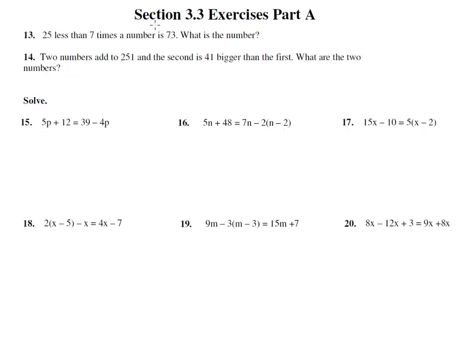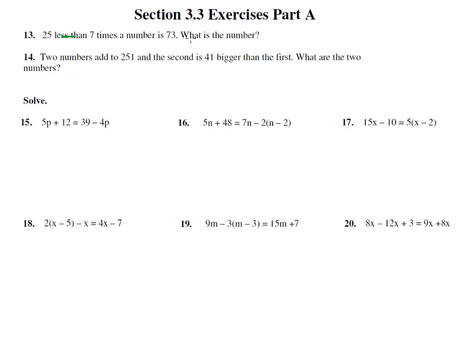Here we are in section 3.3 exercises part A with the solutions to numbers 13 through 20. Looks like some review from the previous sections. Number 13, 25 less than, that's going to be subtract, 7 times a number is 73.